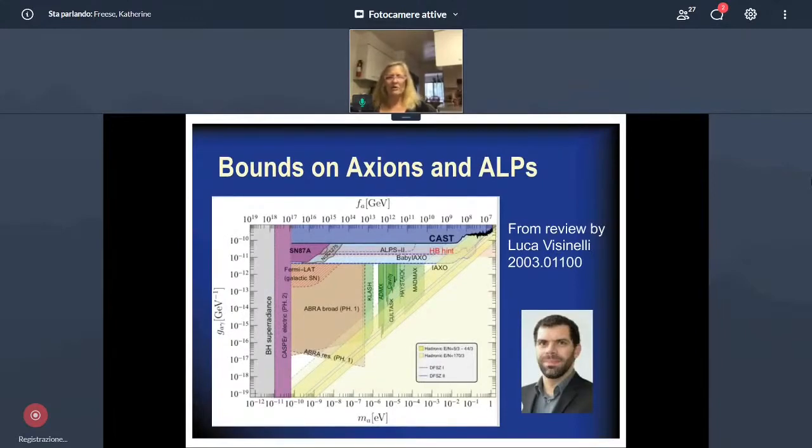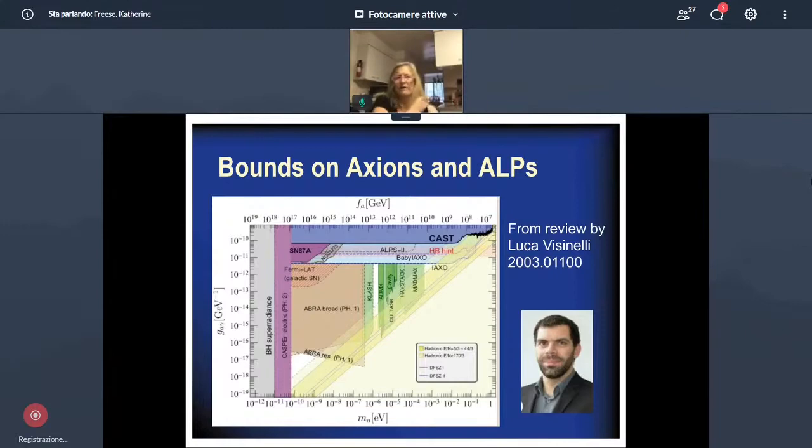I want to send you to a review by my former postdoc, Luca Visinelli. He shows the current status of experiments, axion mass versus axion coupling to photons. This yellow band is the theoretically interesting band from the point of view of solving the problems in QCD, these kinds of masses. And you can see that experiments are beginning to probe that. Of particular interest is the ADMX experiment, which is taking data and could have very interesting results. So go look at this review by Luca.